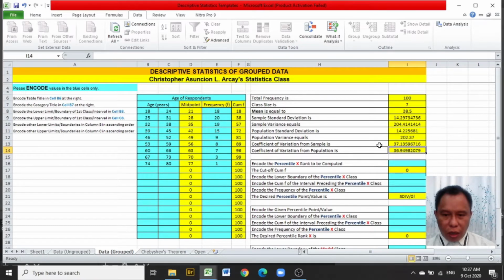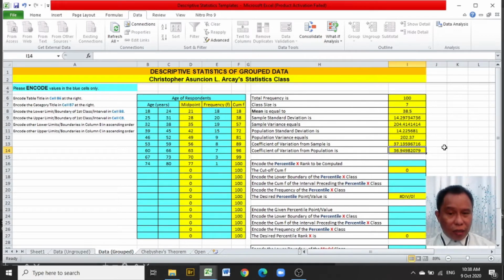So when the data age in years is considered as a sample, then the appropriate coefficient of variation is the coefficient of variation from sample. But when the data age in years is really the population, then the appropriate coefficient of variation is that from the population.